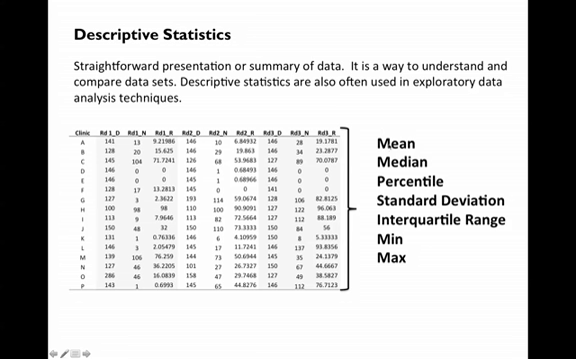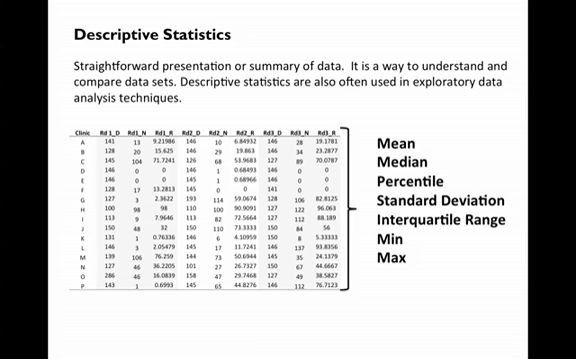A mean would just be an average of a data set. A median would be the value of the data set where 50% or half of the values fall below that and half of the values fall above that number. And a percentile is very similar to a median. For example, a 25th percentile would mean that 25% of the values fall below that number and 75% of the values fall above that number.